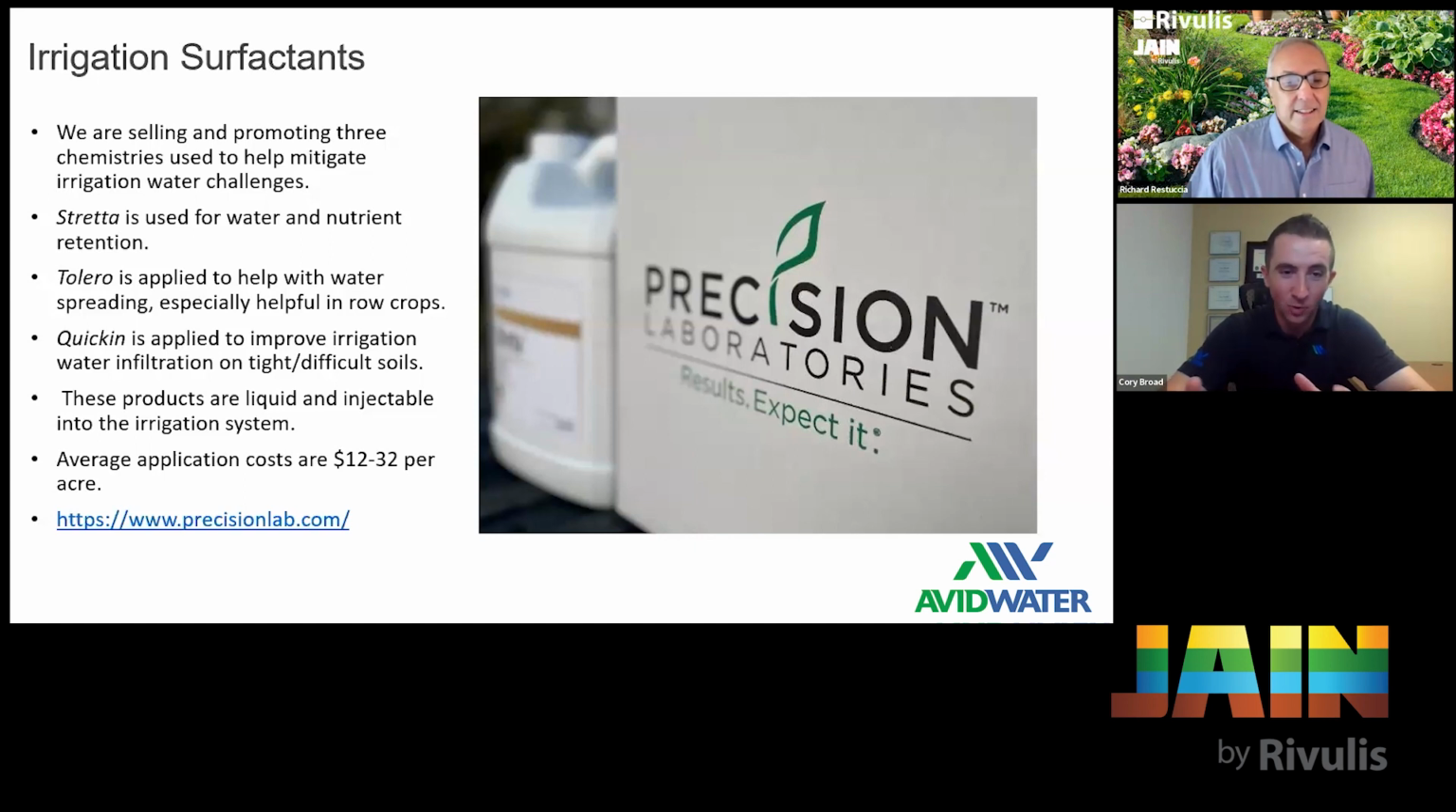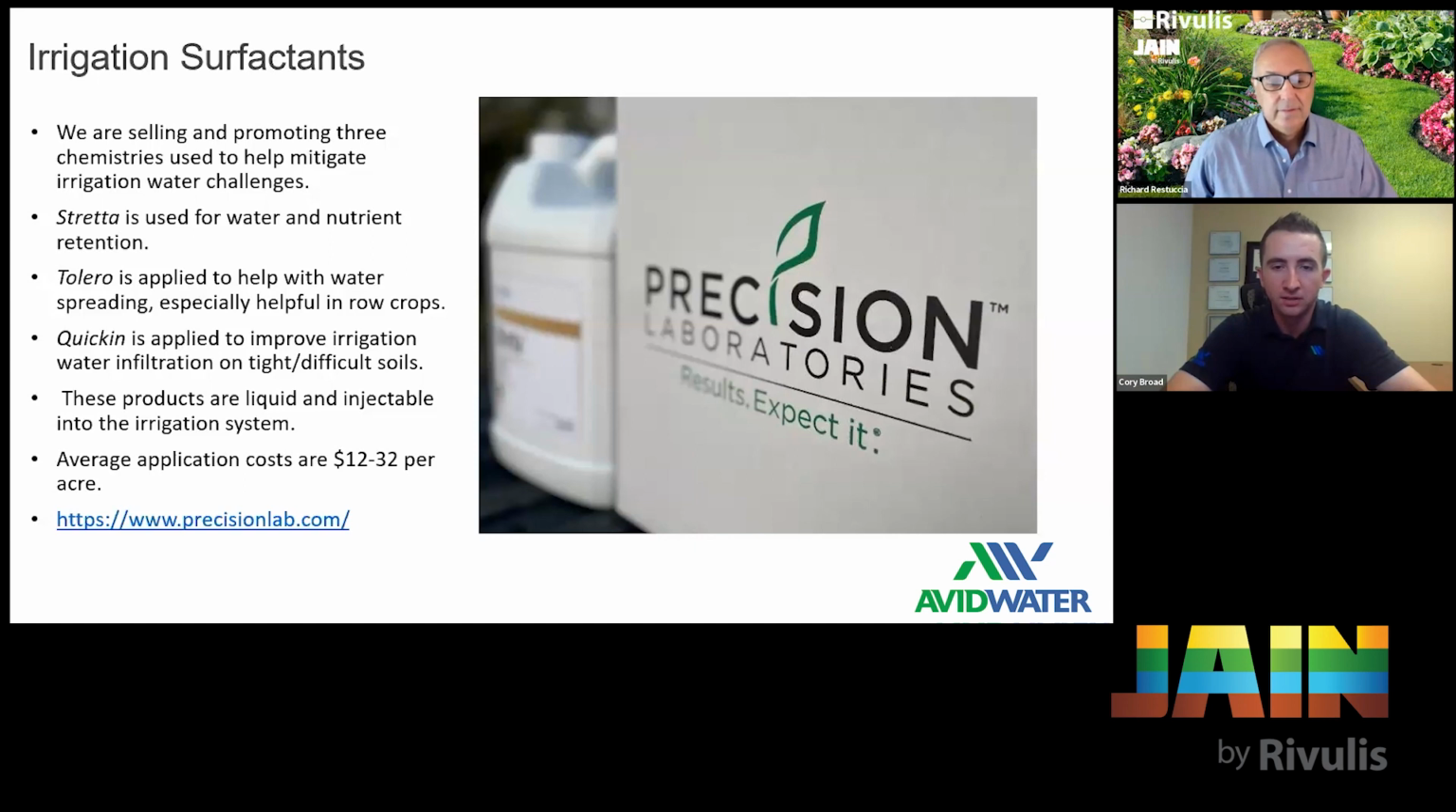Strata is a water and nutrient retention product. For lack of better words, I call it liquid organic matter. It's going to help hold things in the soil. It's almost like having improved soil structure for its lifespan. Tolero is kind of a unique one where it's really helpful in row crops. It's got a little bit of an infiltration, but also a spreading agent in it. And then Quicken is probably our #1 seller, and it helps improve irrigation water infiltration in tight or difficult soils.